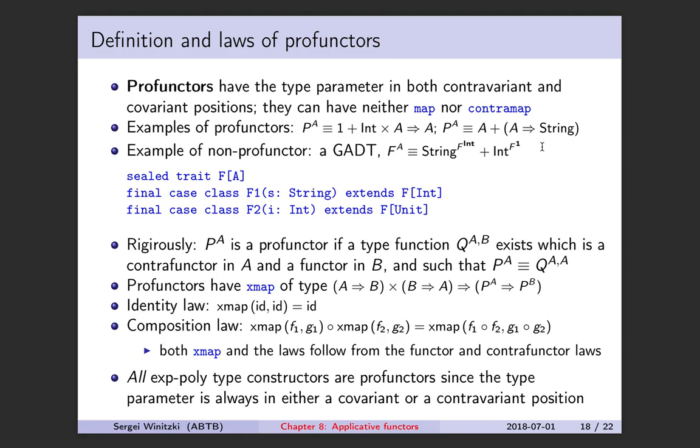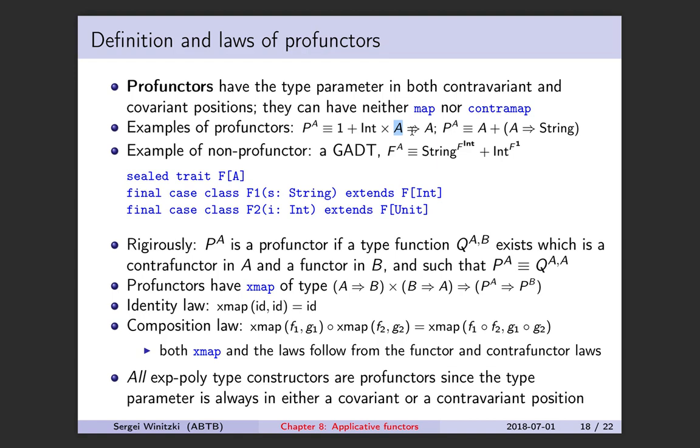What would be an example of a non-profunctor? Well, clearly, anything you can write using exponential polynomial operations is going to be a profunctor, because the type parameter is going to be either on the right or on the left of the function arrow. And the only way to have a non-profunctor is to have a non-exponential polynomial type constructor.